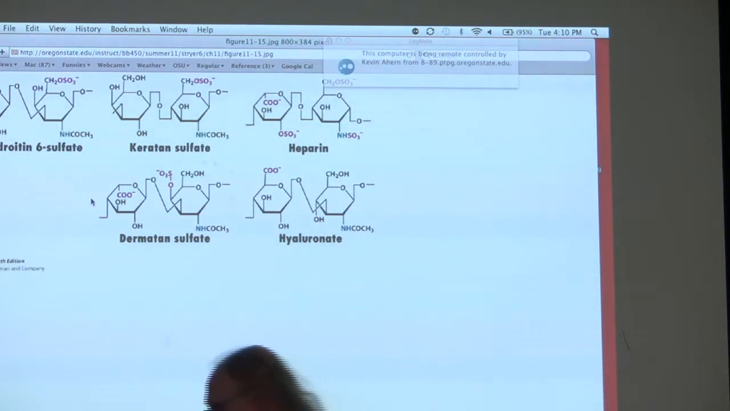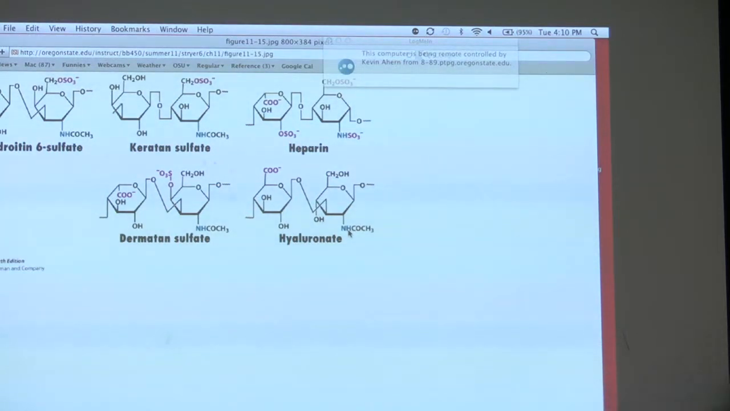Glycosaminoglycan. Glycose meaning that they are derived from sugars, usually glucose. Amino, meaning that they all have an amine in there, meaning a nitrogen. Notice there's a nitrogen on chondroitin 6-sulfate. There's a nitrogen there. There's a nitrogen there on heparin. There's a nitrogen on dermatan sulfate. And there's a nitrogen over here. Glycose, amino, and then glycan refers to the polymer.